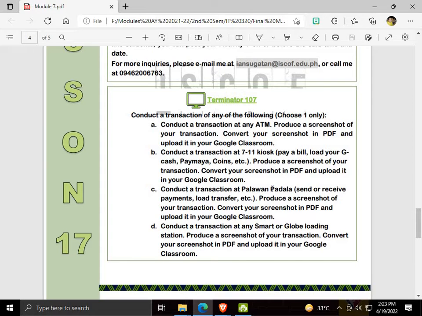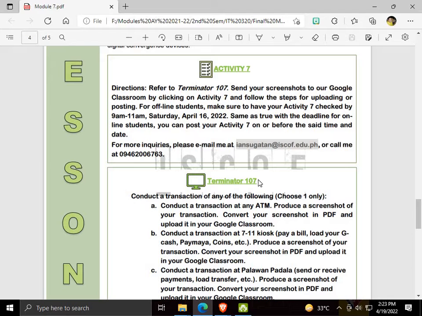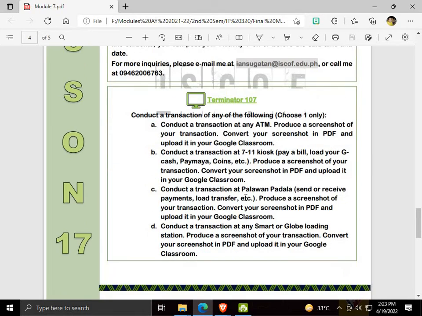For your activity number 7, this is called your Terminator 107. This is not the Terminator that Arnold Schwarzenegger portrays in his movies. No, it's not. Terminator 107 refers to conducting a transaction on any of the following. So please listen. You only need to choose one, guys. You don't need to perform all of these. I think I have four use cases.